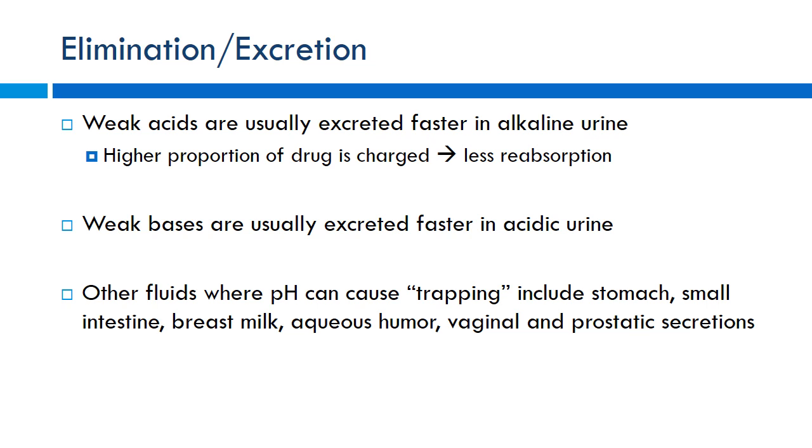I can't reabsorb it. Same thing happens for certain drugs in the breast milk. Some things will happen in the placenta. So this is how we can have transfer of molecules over into the baby, where they can reabsorb it or they can get exposure to those drugs fairly easily. Other things like aqueous humor, which you can find in the eye, vaginal secretions, prostatic secretions. So these are all places where you can have trapping based on changes in pH, depending on the type of drug you're dealing with.